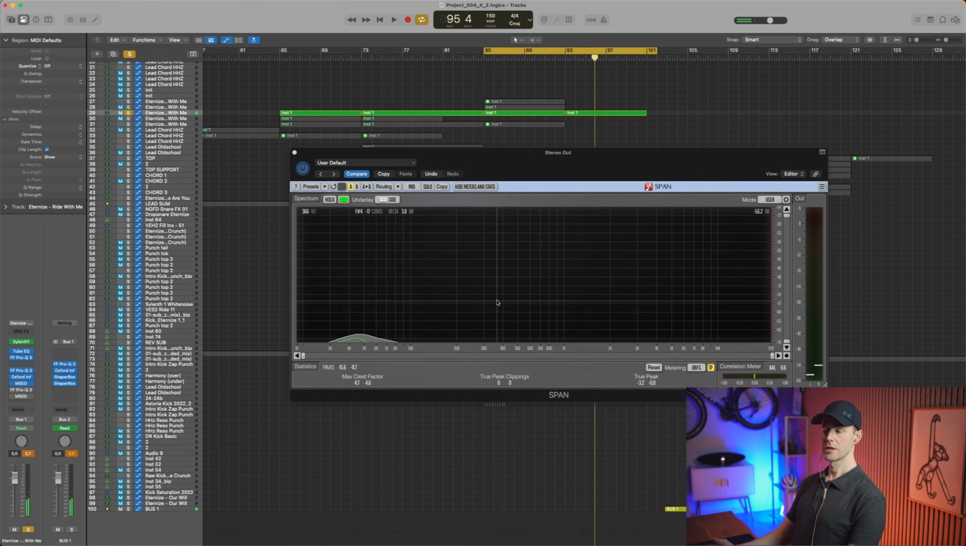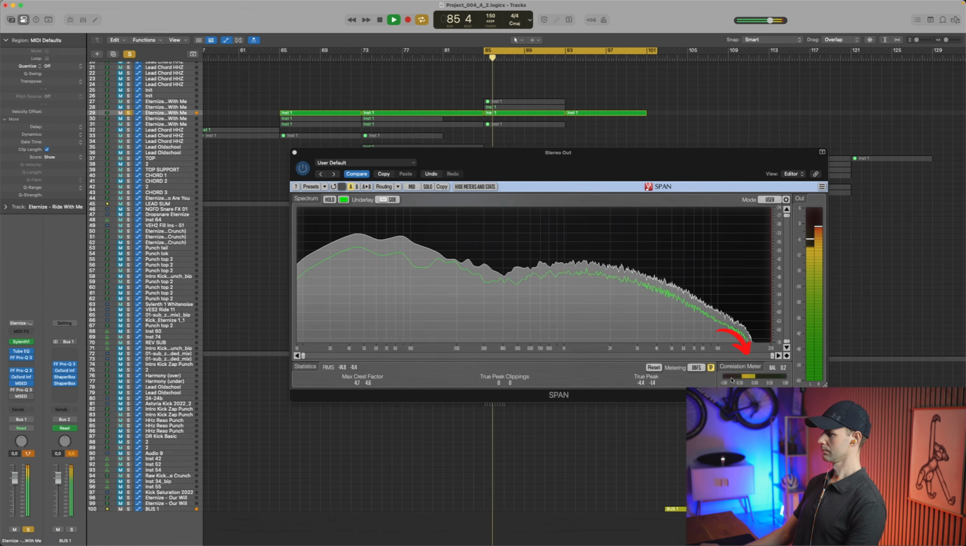So when analyzing in SPAN, we can see that the side signal is a lot louder than the mid signal. And if we take a look at the correlation meter, we can also see that the meter is leaning towards the negative side. So again, this is two indicators pointing towards the problem with this individual sound.